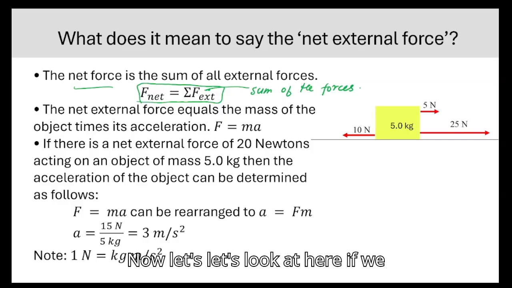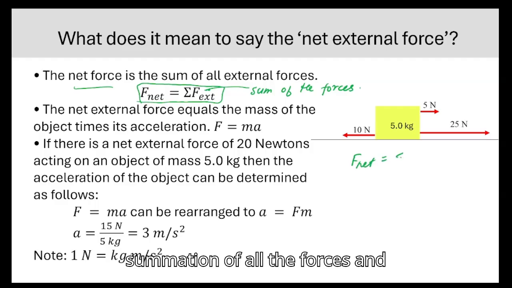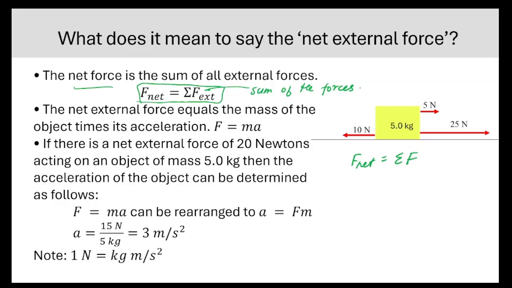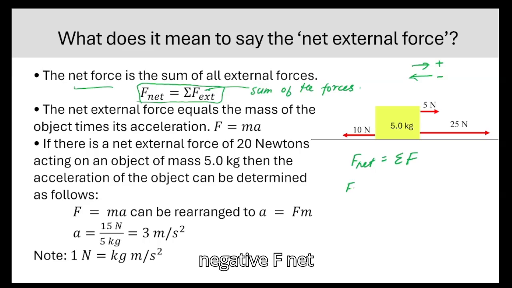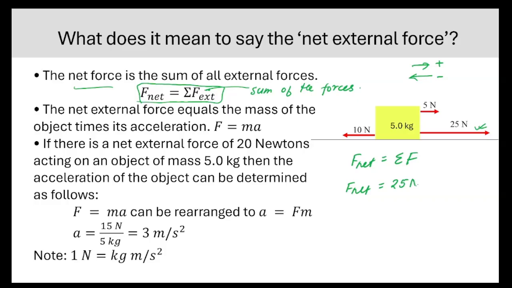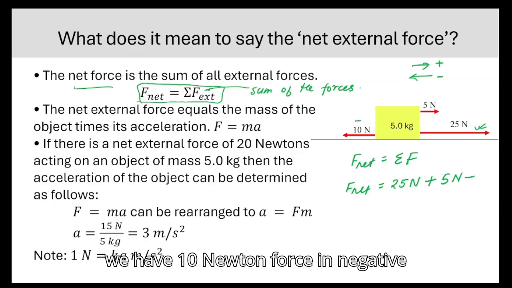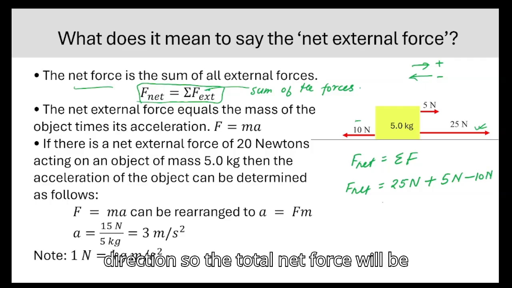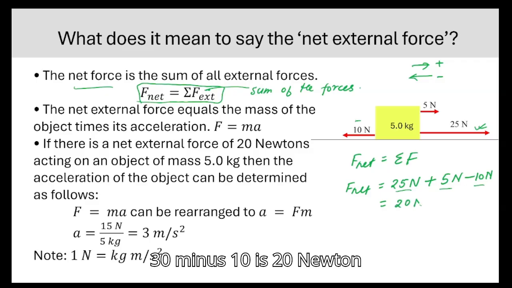Now let's look at here. If we want to calculate the net force, the summation of all the forces, using our sign convention, positive, negative, F net will be: we have 25 Newton positive plus 5 Newton, this is also positive, and then we have 10 Newton force in negative direction, so the total net force will be 25 plus 5 is 30 minus 10 is 20 Newton.